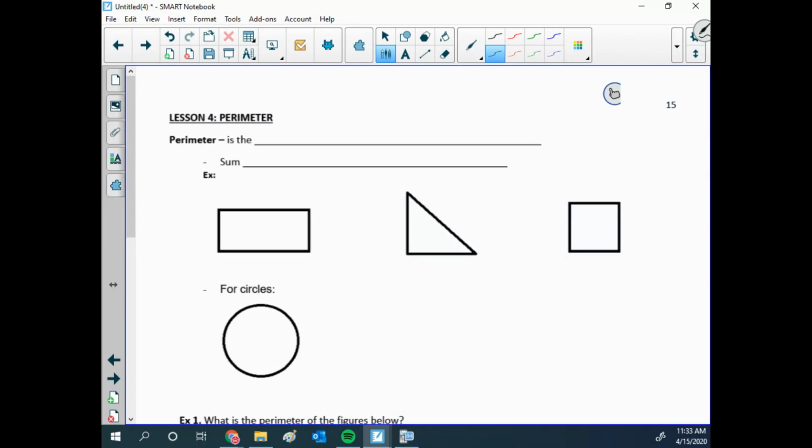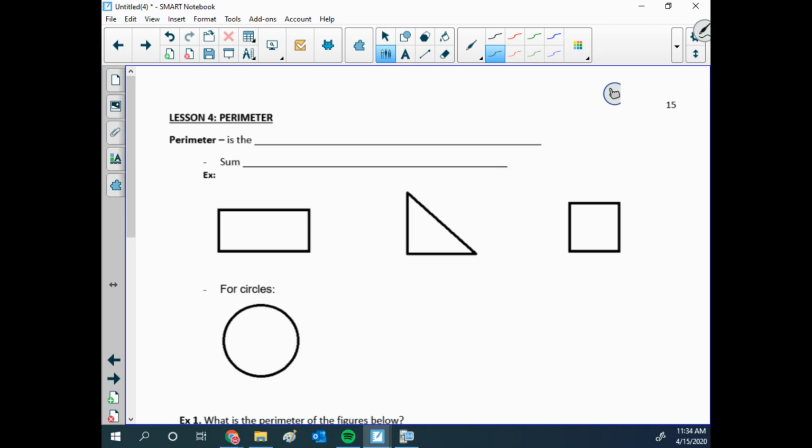Today's a quick lesson on perimeter. You should know the difference between perimeter and area, hopefully coming in, but if not, this is a quick review on that, and we'll do some extension into some problem-solving questions. So hopefully you can ask yourself, what is perimeter?